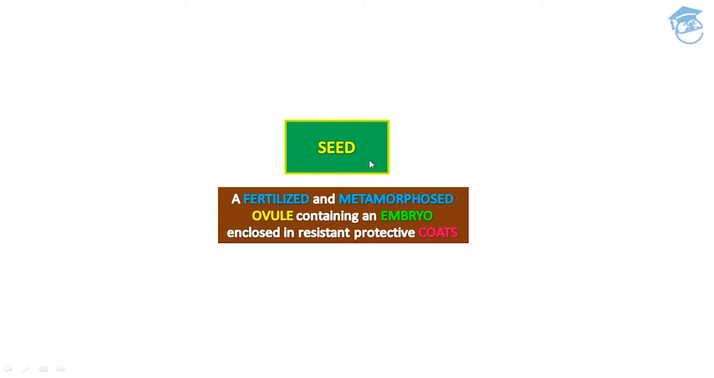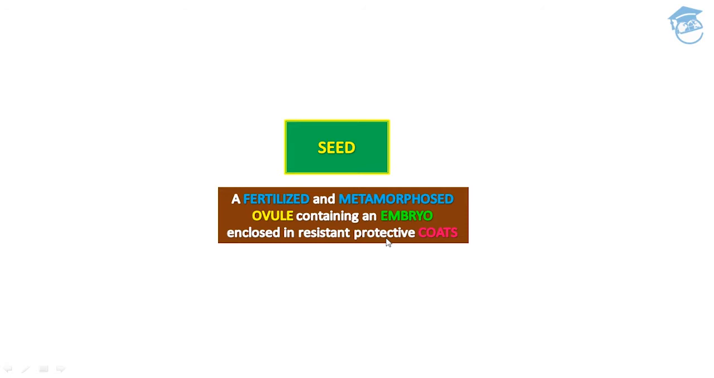Okay, so what is a seed? It is a fertilized or metamorphosed ovule that contains an embryo which is enclosed in a resistant protective coat. We very well know that angiosperms have a much smaller female reproductive part than non-flowering plants, which allows them to produce seeds more quickly.